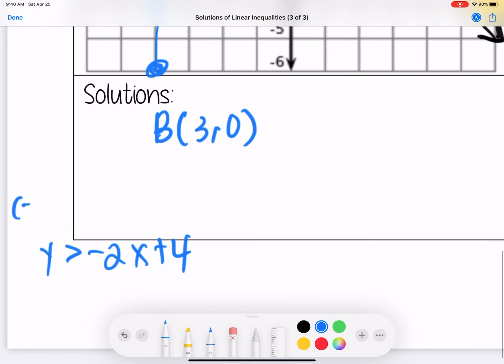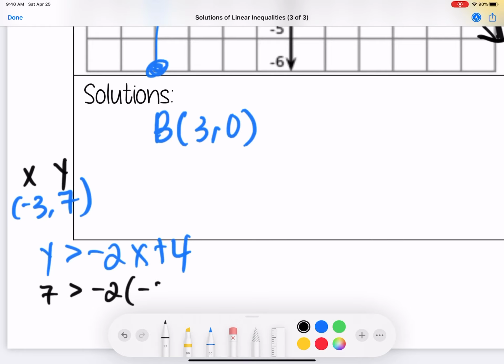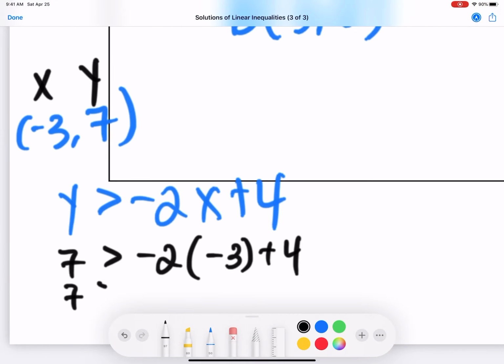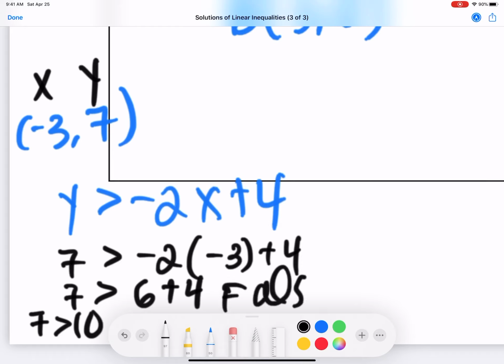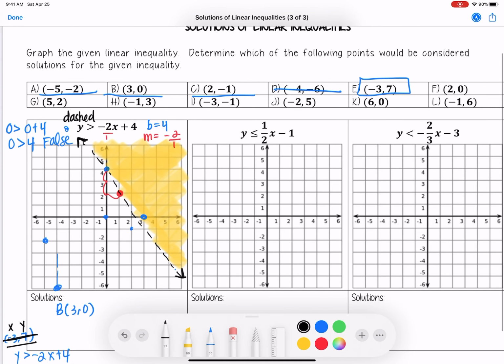So what I'm going to do is label my point. So my first point is x, the second one is y. So I'm going to substitute those in and see if it's true. Okay, so 7 is greater than -2 times -3 plus 4. Okay, this is going to give me 7 is greater than, negative times a negative is +6 plus 4. This says 7 is greater than 10. Now, that's false, okay? So because it's false, this point is not in the shaded area, okay? Just like the 0, 0 test, so that doesn't work.